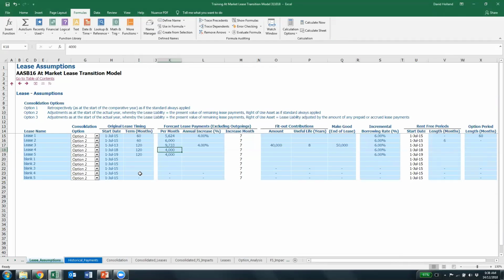Now, the standard says you do not predict market rent reviews. You only deal with them when they actually occur. So as at 1 July 2018, all the way up to 30 June 2020, you have not had any new information on the market rent reviews. You don't predict it. You haven't made any payments. You leave it at 4,000. Everything else is basically blank in this, and it's got a 6% incremental borrowing rate.